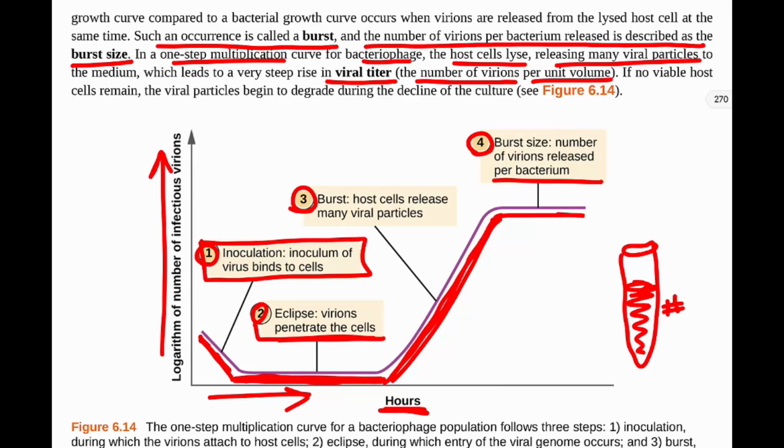So if no viable host cells remain, then the viral particles begin to degrade during the decline of the culture. So if it's gone through and it's already infected all of the cells in the culture, then we would see a sharp decrease here, because then the virus would just die out because there's nothing to infect them, because remember, they cannot live on their own. They have to be within a cell in order to survive.